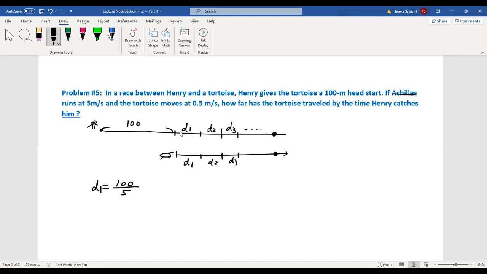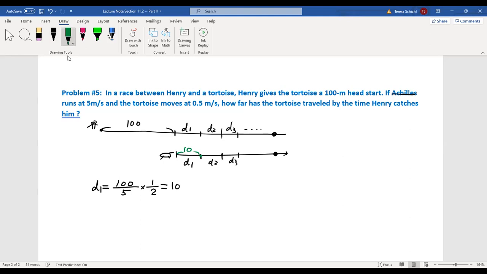So 20 seconds, but the tortoise's speed is 0.5. So this is the total distance: 20 seconds times 1/2. This is 10 meters. That means when Henry runs this 100 meters, the tortoise will be able to travel 10 meters. So now the tortoise is here.